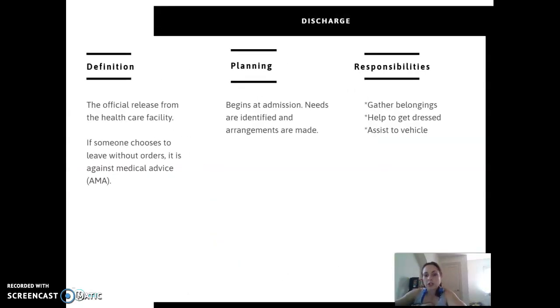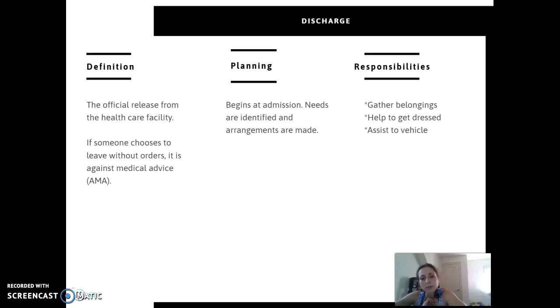So discharge is the official exit from a facility when a person is officially released. So the physician or nurse practitioner will write orders discharging that person to home or to rehab or wherever they're going. Of course, a discharge could also be unofficial, somebody leaving against medical advice. So, they're not prisons and we can't keep people against their will, as long as they're in their right mind.